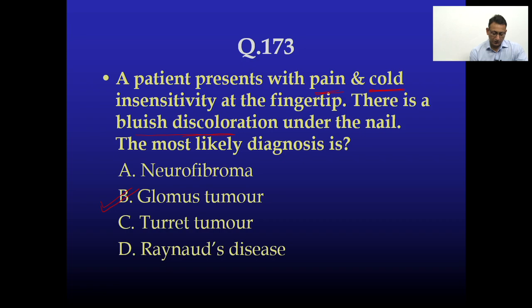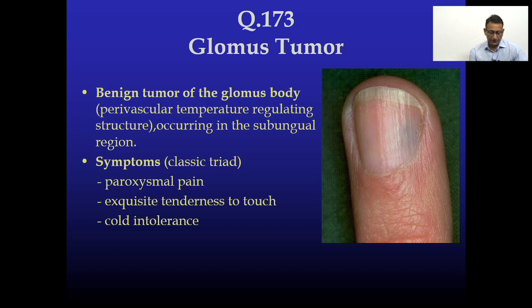The bluish discoloration under the nail clinches the diagnosis in this case, because you do not see bluish discoloration in the rest of the things under the nail. So, let us have a look at what glomus tumor is. Basically, it is a benign tumor of the glomus body, which is a perivascular temperature regulating structure around the vessels at the tip of the fingers, and it mainly happens in the subungual region.